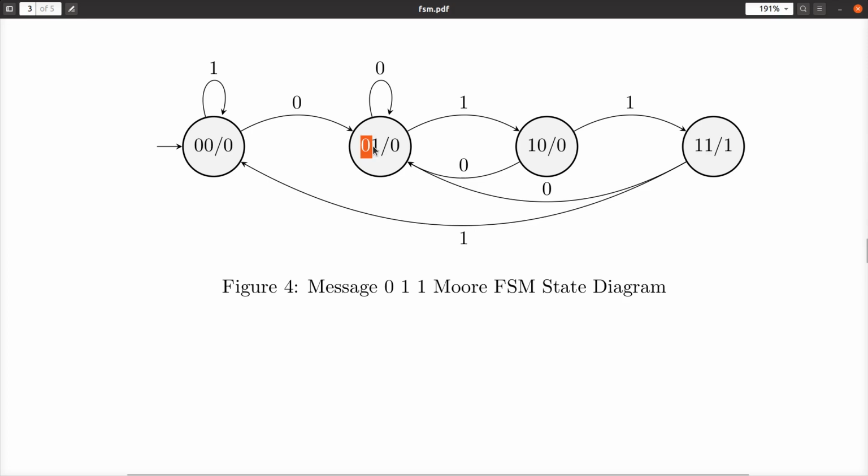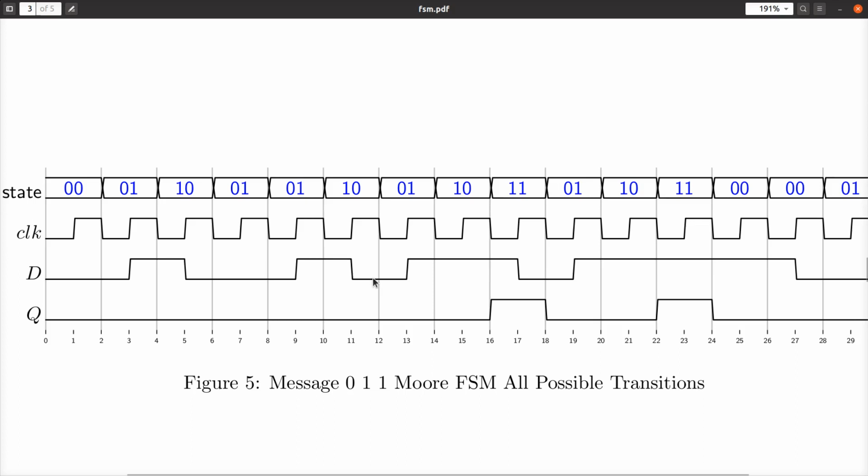I went over to state 2. I saw another 0. It's not the message you're looking for. I go back to state 1. Now I see a 1 on the data in, so I go to state 2. I see another 1, I go into state 3. And while I'm in state 3, I know by definition I have seen a 0 and a 1 and a 1 in that order with no gaps. And in this state, I assert Q to be true to let the world know I just saw my message.